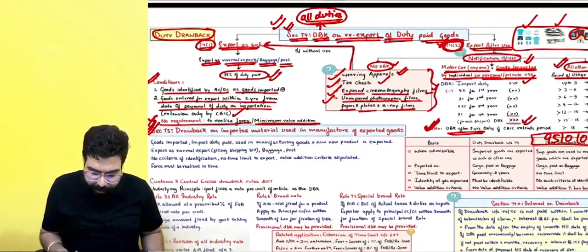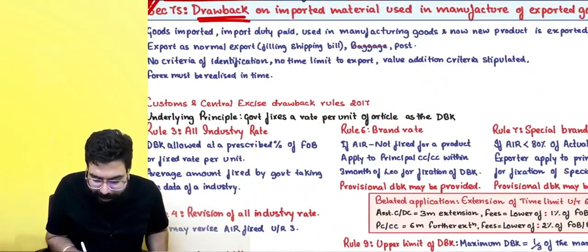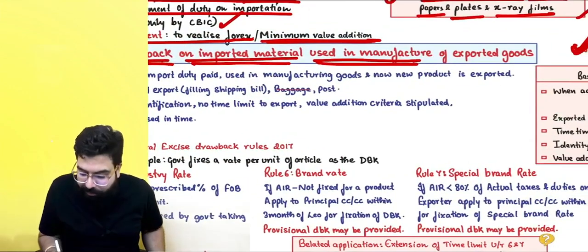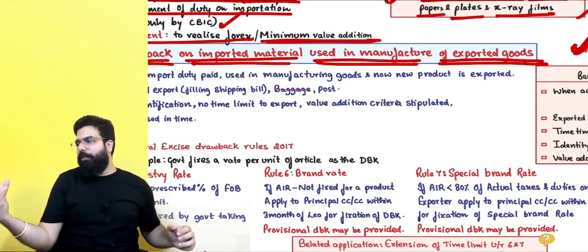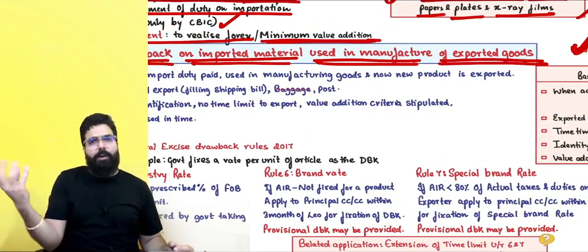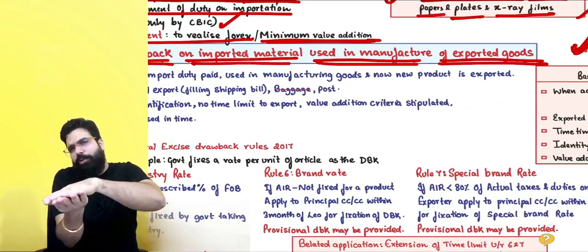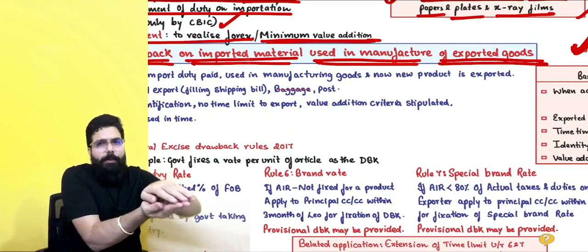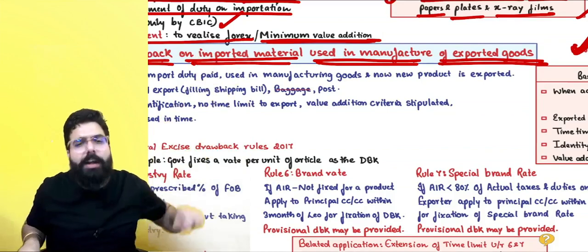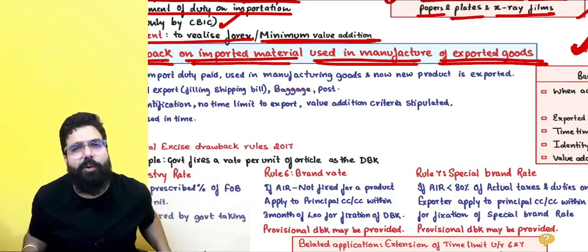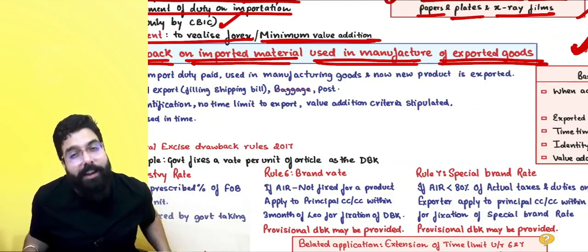Now, everyone over here. It says DBK on imported material used in the manufacture of exported goods. I imported some material. On this material I paid the duty. Now I mixed it along with some domestic materials, used it and made one final product, and the final product is exported. Then they are telling that if you are a manufacturer, the duty drawback is given under section number 75.